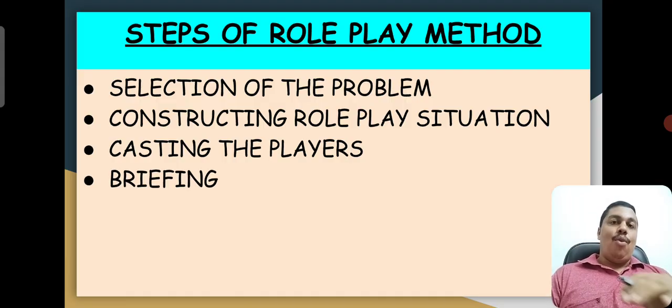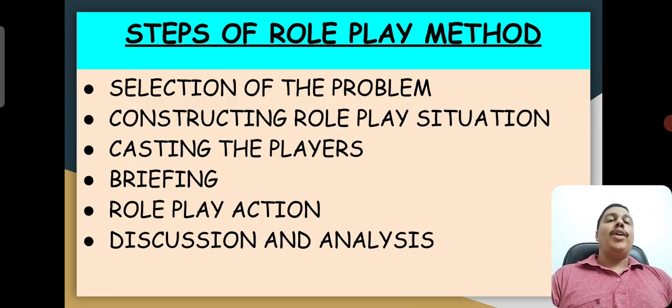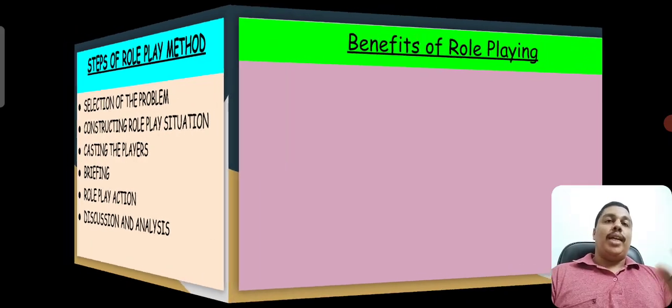The next is briefing. By giving initial support to the role players, they should brief a particular situation based on that problem. Next, the important stage, that is role play action. Here each player or each character is enabled to play the situation as in the case of classroom. And finally, we are moving to discussion and analysis about that particular topic or role play. Okay, the characters, the use of languages, use of enactment, use of actions by different players. So that is the steps.